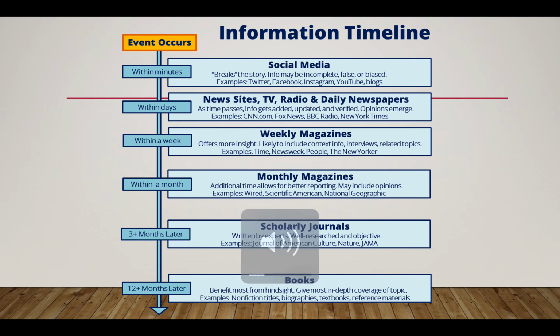So here is something very interesting. Let's just say, for example, an event happens. And I'm not really going to go too far in. Well, okay, let's talk about January 6th. January 6th is a really good example to talk about the information timeline. So, January 6th, people broke into the Capitol building, did some vandalism, things like that.